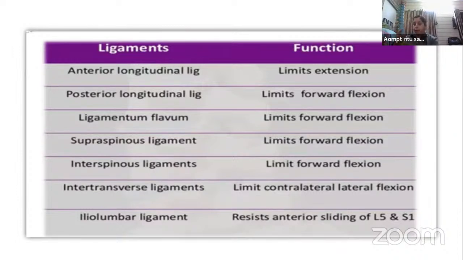Or the intertransverse ligaments: between the transverse processes there are intertransverse ligaments that will also play a role when the patient does lateral flexion. If the patient is doing flexion on the same side, the contralateral side limits the flexion because they are holding both the transverse processes. So this is the way. Or the iliolumbar ligament, which also resists the anterior sliding of L5 on S1, as well as the attachment of ligaments with the pelvis, because we know that lumbopelvic rhythm is there, with ligaments which attach to the pelvis.